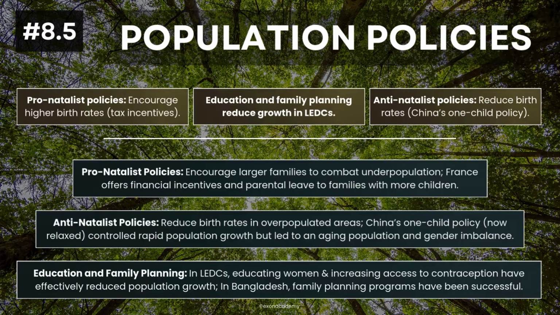And then comes anti-natalist policies, which reduce birth rates in overpopulated areas. An example of this is China's one-child policy, which controlled rapid population growth but led to an aging population and gender imbalance.